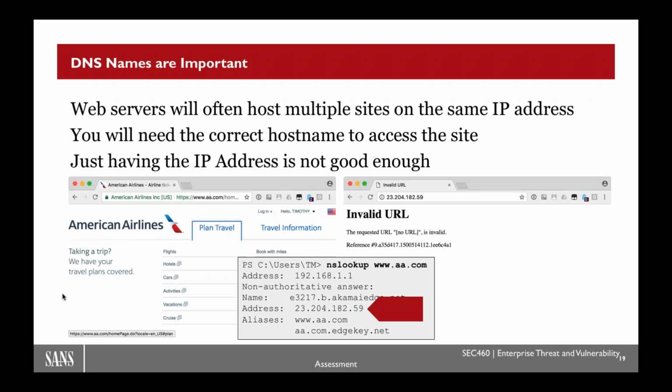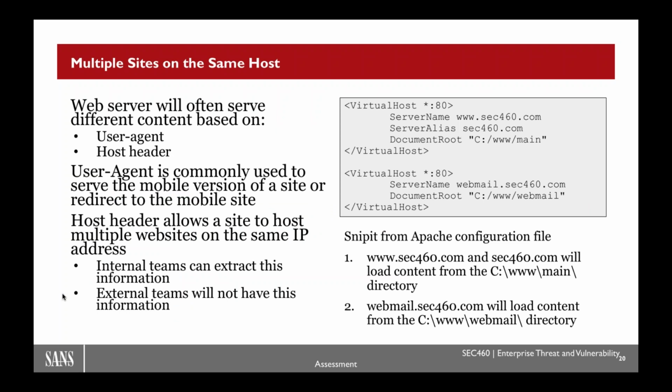Or it might just give you one site, and it might have multiple sites. So if we take a look at some of the configurations off to the right here, this is a snippet from an Apache configuration file. We can provide two different host headers to this particular host and get different information. So if I go to this site with www.SEC460.com, I'm going to be presented with one website. However, if I go to that exact same server but use webmail.com, I'm going to hit a different web server. I'm going to hit different code.